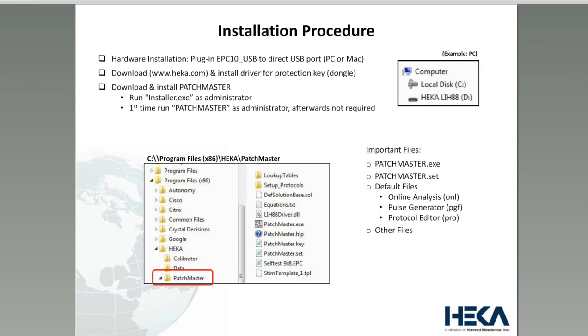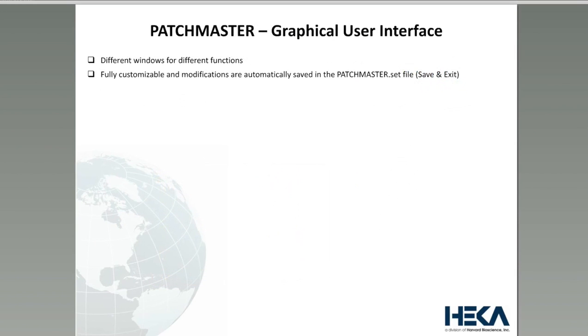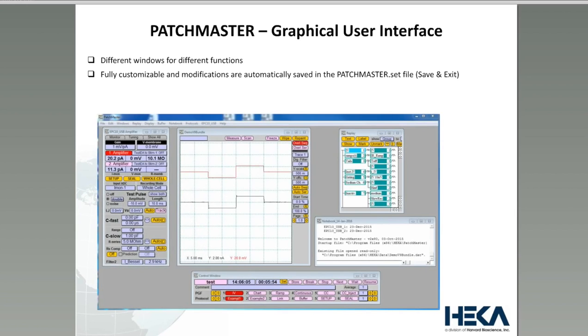Then there are other default files which are also important, and we'll talk about them as well during the live demonstration. This brings me to the graphical user interface. Basically, what you need to know is that the graphical user interface is made up of different windows with different functions. And all those windows can be changed in terms of color or text, and these changes are being saved in the PATCHMASTER set file.